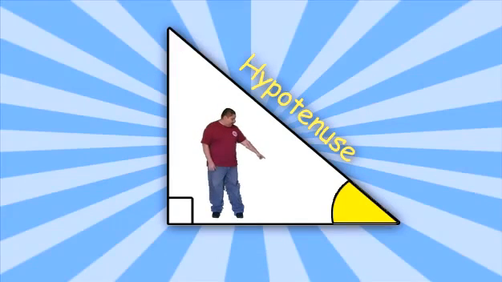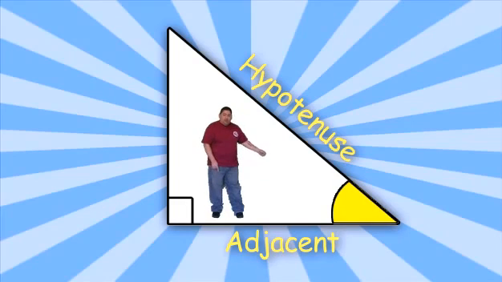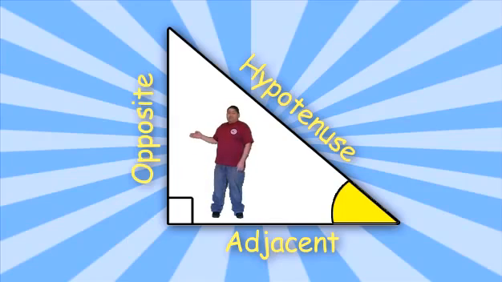Now let's talk about the yellow angle. This side is next to the yellow angle, which makes this side adjacent. This side is adjacent to the yellow angle. This side is still the hypotenuse, so that makes this side opposite. This side is opposite to the yellow angle.